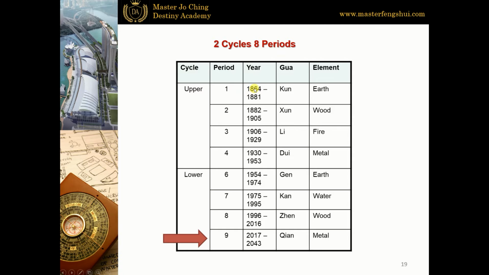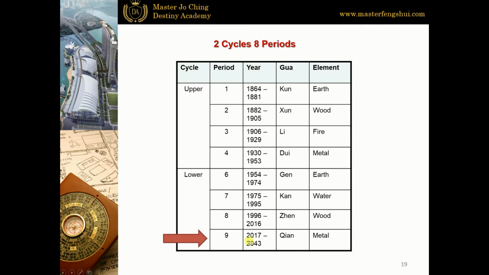And the years are not 20 years per period, unlike the 3 cycle 9 period system where you assign 20 years to each period as a standard. Here, the years are calculated based on the ruling trigram. It can range from a minimum of 18 years to a maximum of 27 years per period. This is how they demarcate the time. Period 8 started in 1996 and ended in 2016. When it comes to 2017, we enter into period 9.